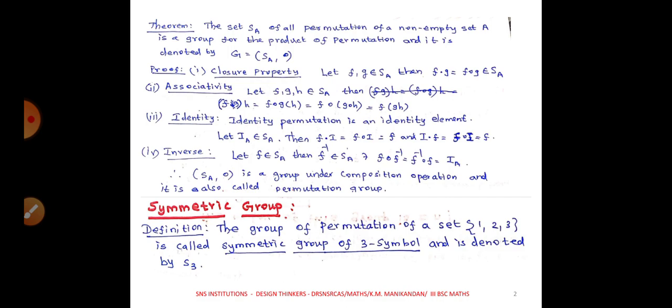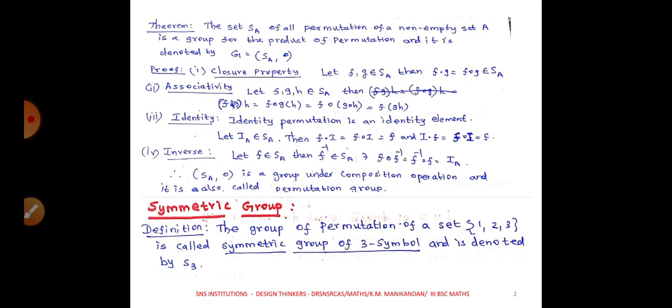And we see that the identity permutation is an identity element. So we name this identity permutation I_A, and it belongs to S_A. Then f·I = f∘I = f, and I·f = I∘f = f. Now next we check the inverse. Let us take a permutation f belonging to S_A. Then f inverse also belongs to S_A, and composing f with f inverse, we get f∘f⁻¹ = f⁻¹∘f = I_A.